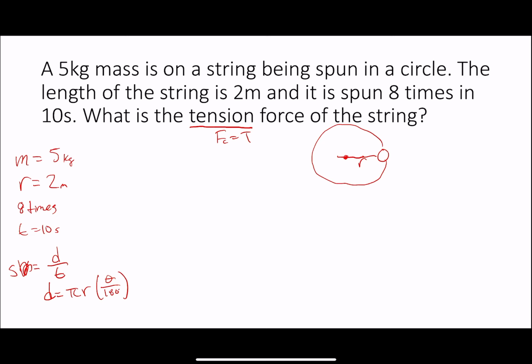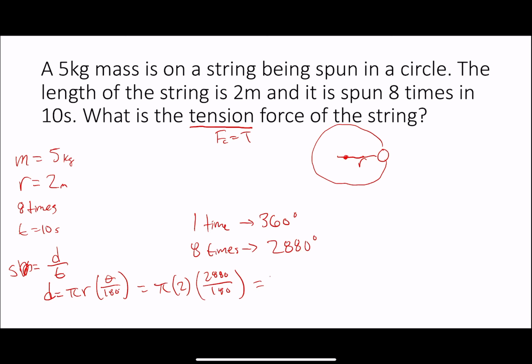But we kind of do, actually. We know it's going to spin 8 times. 1 time is 360 degrees. So 8 times must be 8 times that. So 360 times 8 is 2,880 degrees. And so we plug it in, pi times 2 times 2880, all divided by 180. Plug it into the formula. And I got a distance of 100.53.